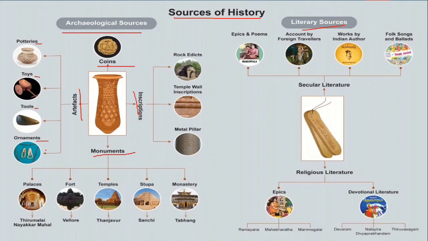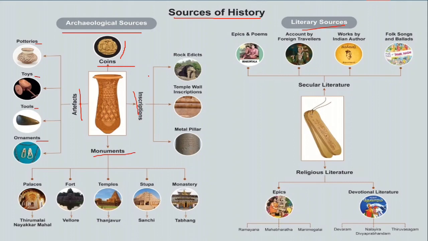Coins. Coins also give very valuable information. They give information about the Chera, Chola, Pandya, Mughal period, Delhi Sultanate period, all the information. So coins provide information about the ruler and the country's prosperity.